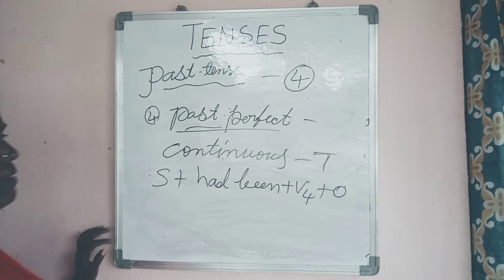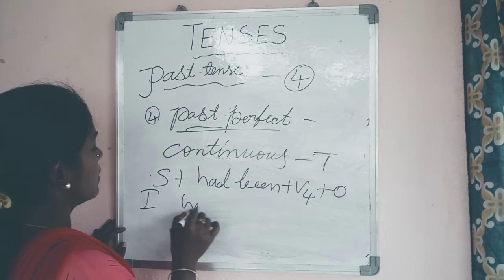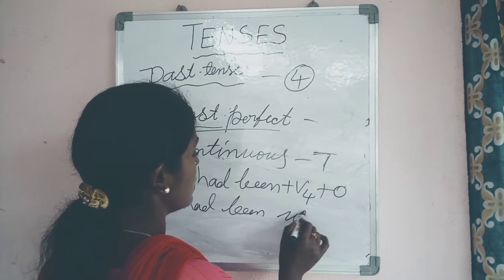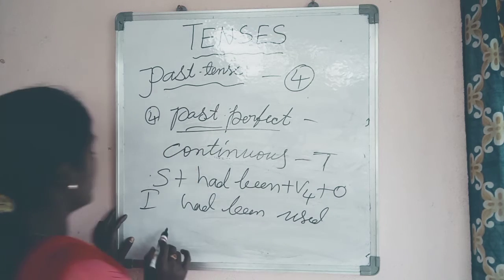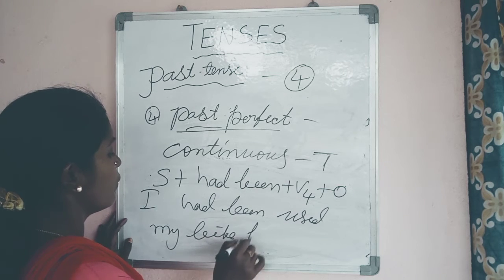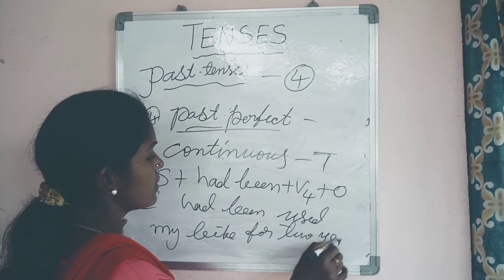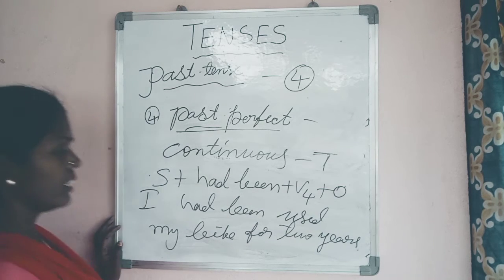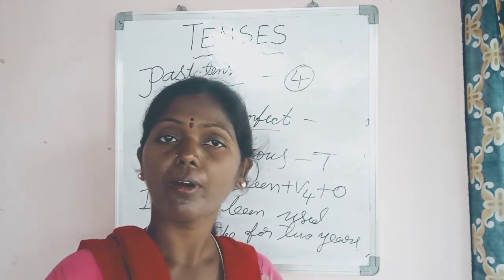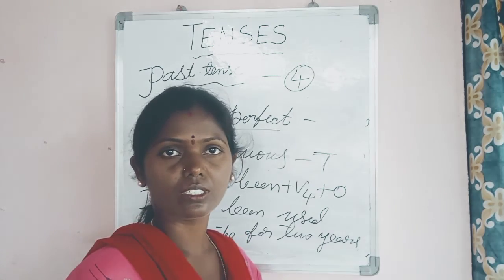Past perfect continuous. See here. I had been using my bike for 3 years. Presently the bike is not there, but they bought a car. It means they used it for 3 years. Like that. Okay.